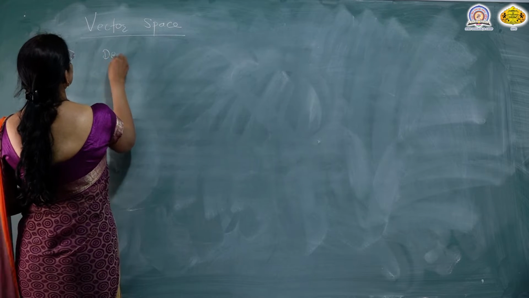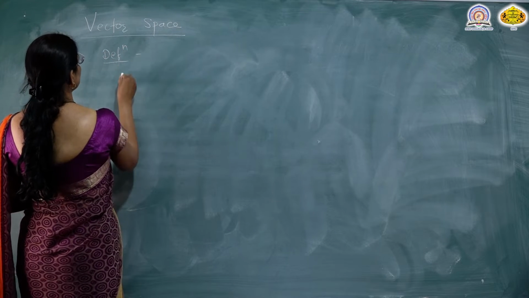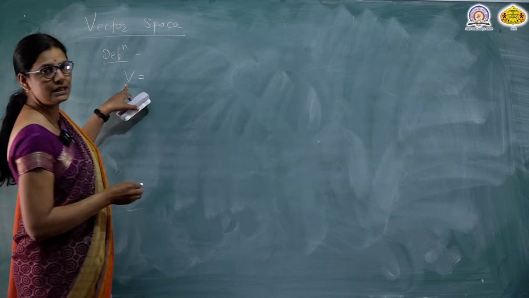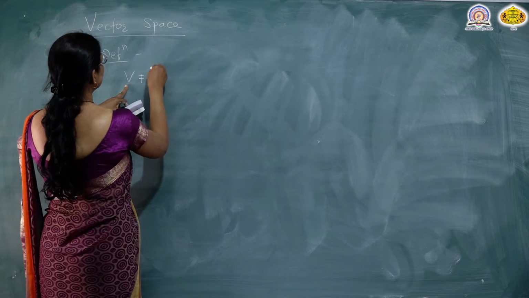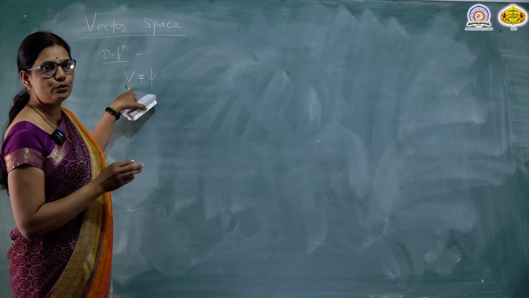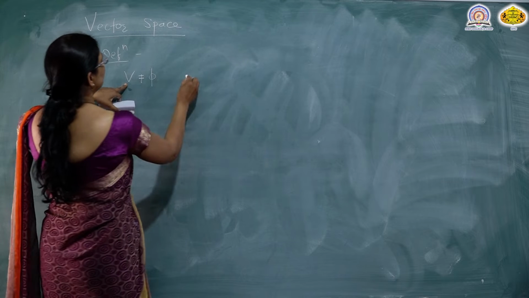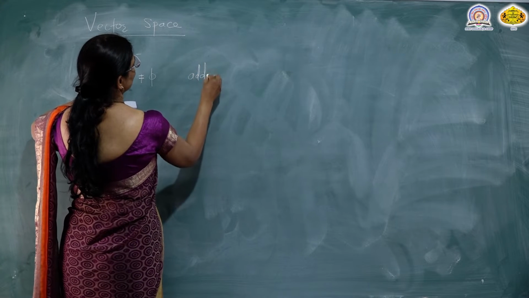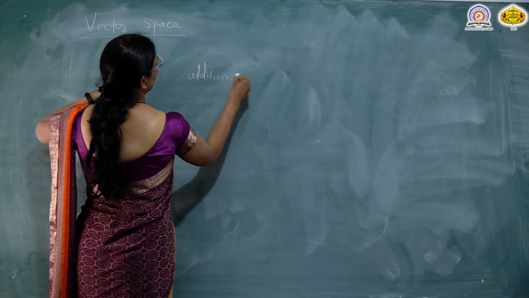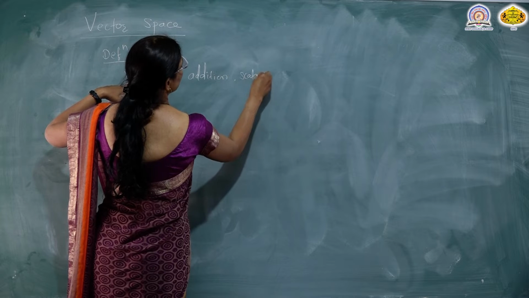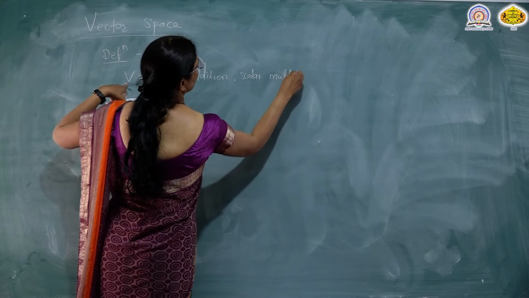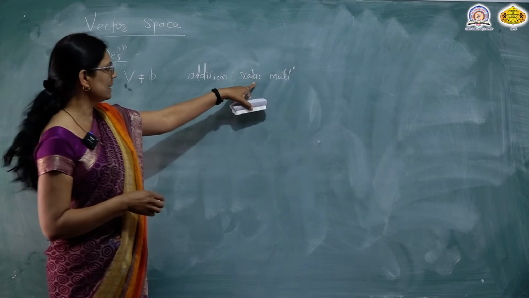So, first we consider a non-empty set. Consider capital V is a non-empty set. We define two operations on V. First is addition and scalar multiplication, or multiplication by a scalar.